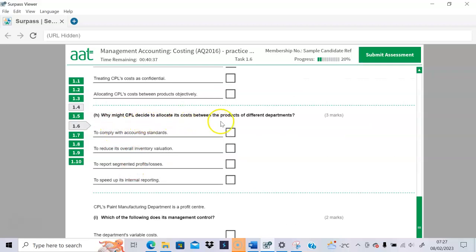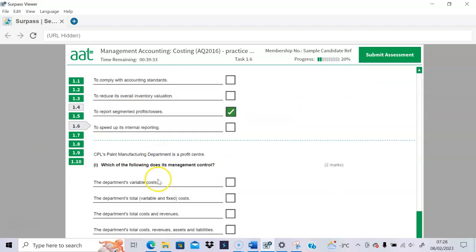And why might CPL decide to allocate its costs between products of different departments? To comply with accounting standards, really. I'm thinking so. To reduce its overall inventory, that's not correct. To speed up internal reporting, that's not correct. To report segmented profit or losses, yeah, that feels the best one. I was leaning in here, but I was trying to rack in my head, is there a standard? There isn't a standard. So it very much is about getting the segmented different departmental profits right, if you like.